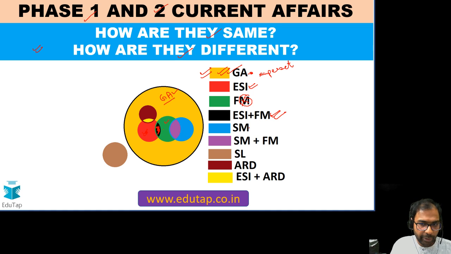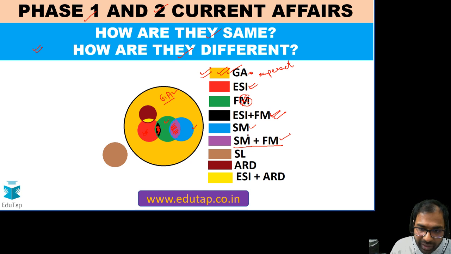Coming to security market. Now security market is again a subset of GA. So whatever current affairs you read for security market, questions can be framed on that in the phase 1 GA as well. Fine. Then there is an overlap between security market and finance and management. This part. What are the topics? Now in security market you read about primary and secondary market. Is this a topic in finance? Yes, it is mentioned. Do you read about the topic of bonds? Is this a topic in finance? Yes, this topic is mentioned in finance.